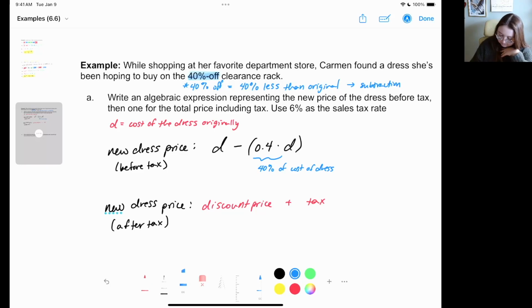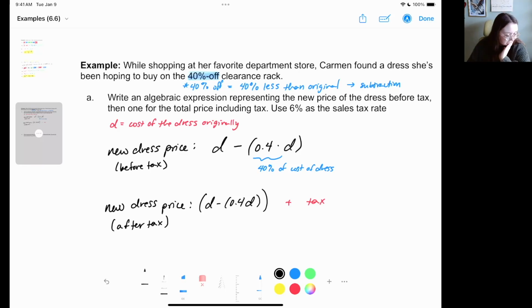Well, this is the discount price. That is your dress price before tax. So your discount price is that equation. So that's what's going to replace this portion here. So discount price is D minus 0.4D. So that is the discount price.